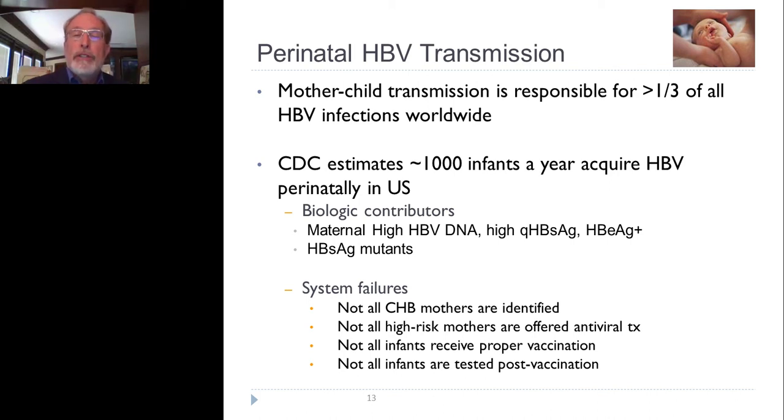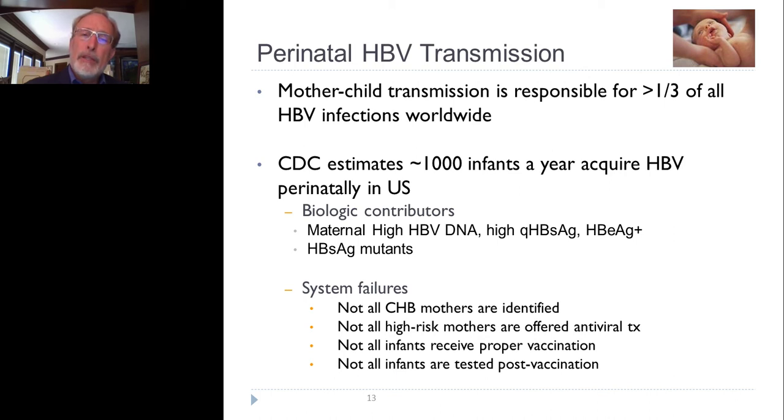System failures. If mothers aren't tested, high-risk mothers are not offered antiviral treatment if their viral load's over 200,000 during the 3rd trimester. If infants don't receive vaccination, they say within the first 24 hours in the guidelines, then within 12 hours. A recent study that was performed in Thailand suggested that if we give the baby the vaccine within 2 hours of birth, we might not even need an antiviral therapy for the mother who has high viral load.